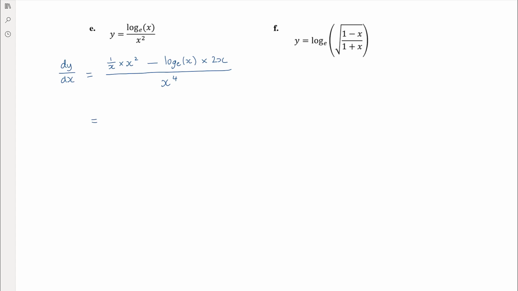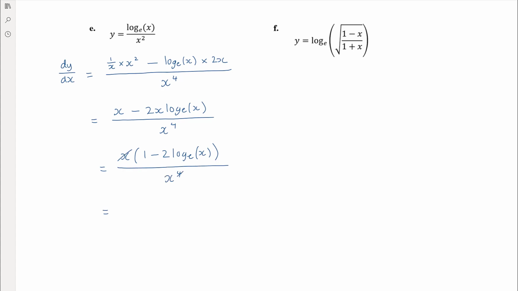Okay, so we've got 1 on x times x squared, so that's just x, minus, we've got 2x log e of x all over x to the 4. Now, we're actually not simplified here because we've got a common factor of x everywhere there. You can factor x out of the numerator, and that's important in this instance because it will cancel with the denominator. So that x will cancel with one of those, and you're going to have 1 minus 2 log e of x over x cubed.